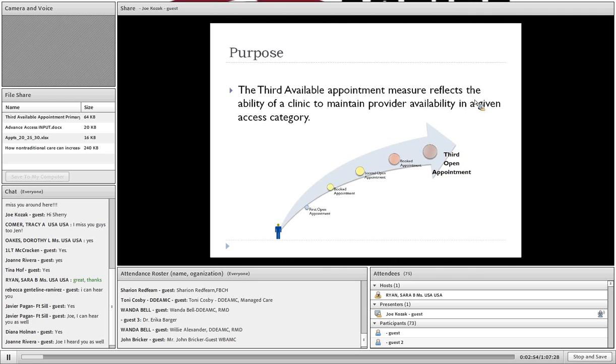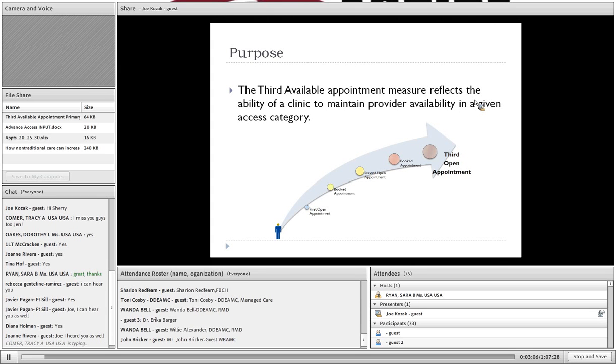First off, the purpose of the third available appointment was to reflect the availability of the clinic to maintain provider availability in a given access category. Well, what does that mean in short? It was a first attempt at gauging: is there access out there, i.e., are there appointments out there?